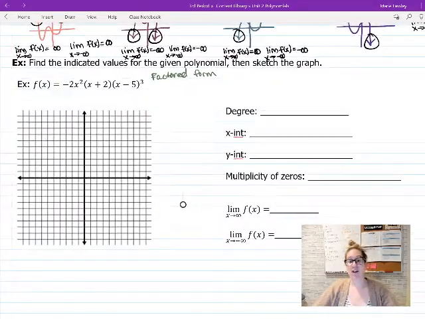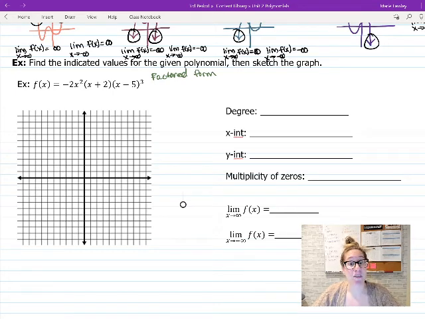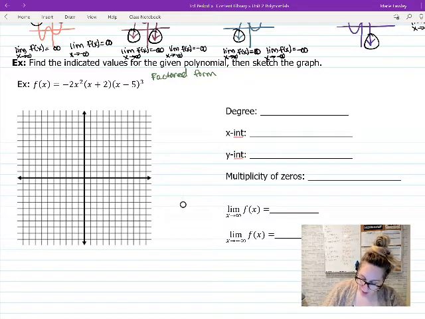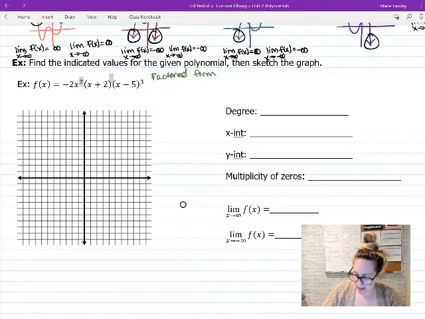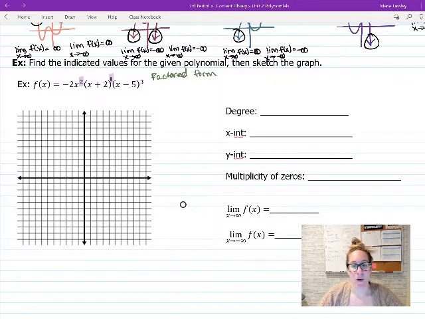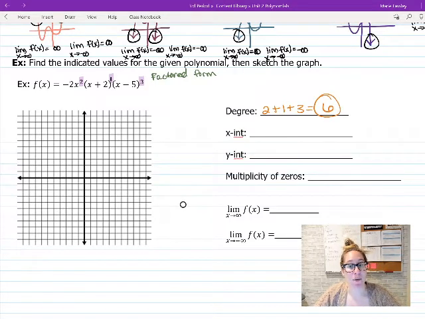There we go. All right, so the first thing it wants me to figure out is the degree of the polynomial. Well, since this is in factored form, I have to use that technique of adding up my exponents to get the degree of my function. So I have a 2. I don't have anything here, which means that I have an exponent of 1. And then the last one is an exponent of 3. So the degree of my function is 2 plus 1 plus 3, which is 6. So I have a 6th-degree polynomial function.